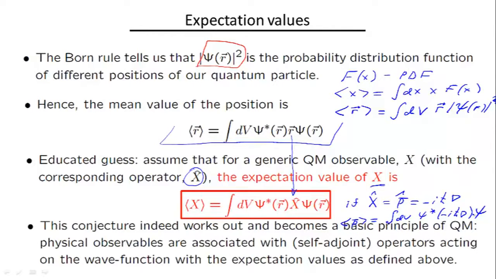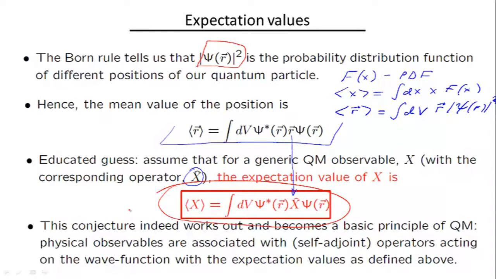It turns out that this conjecture actually works in that it is consistent with the experimental data. The experimental data implies that if we have an ensemble of quantum systems, each described by wave function psi of r, and if we measure some property x of these quantum systems, we're going to get different results, but the average value of this measurement is going to be consistent with this definition of the expectation value. And so it becomes a very important and basic principle of quantum mechanics that I reiterate here, namely that, first of all, physical observables are associated with, as I didn't discuss, self-adjoint operators acting on the wave function with the expectation value defined as above.